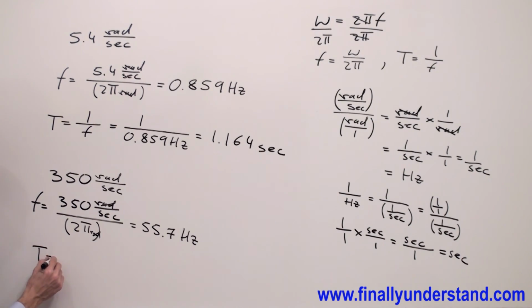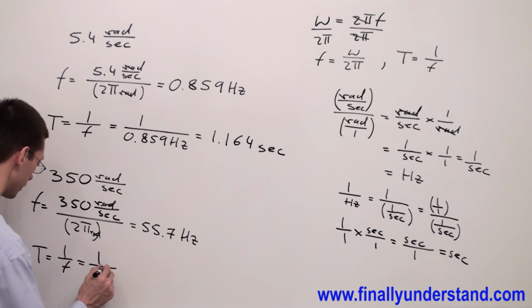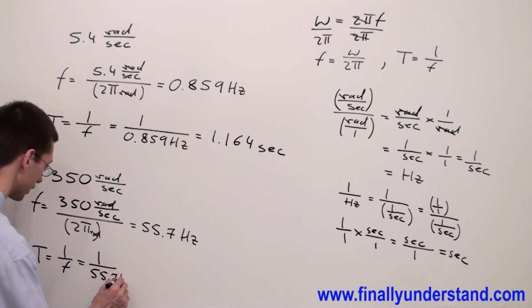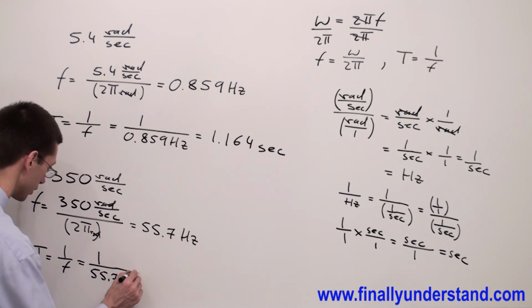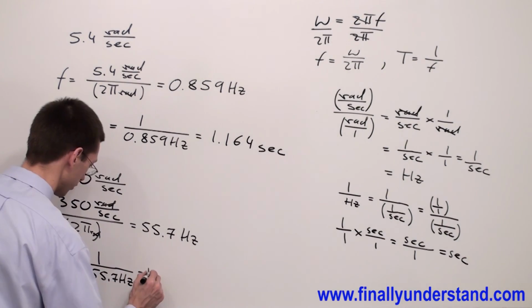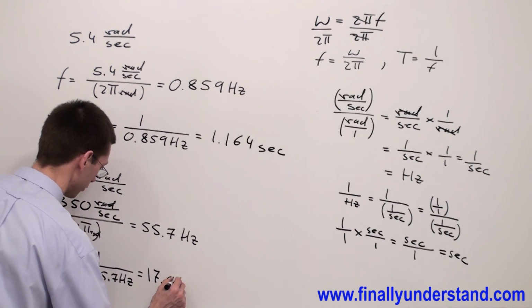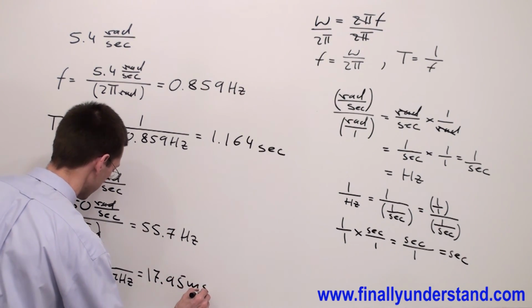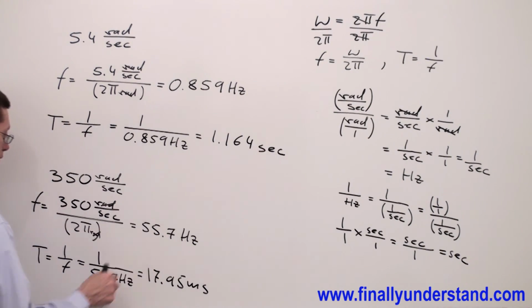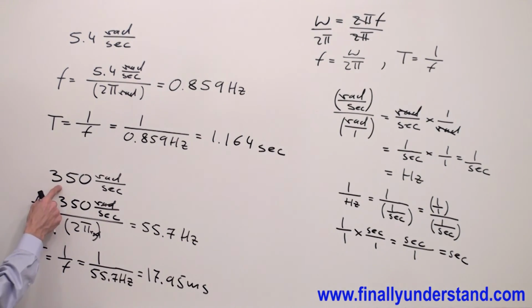Period. Period is equal to 1 over frequency. 1 divided by 55.7 hertz is equal to 17.95 milliseconds. These are the answers to my problem.